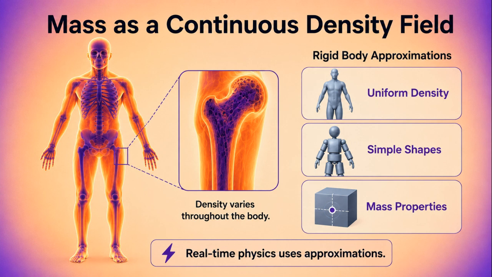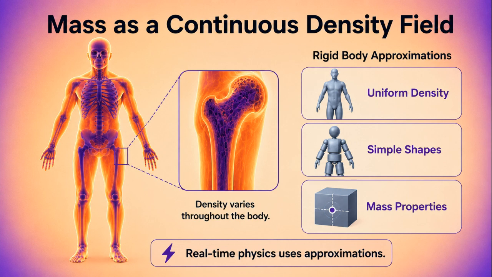The exact formulation for mass treats the body as a continuous density field. This requires integrating across the entire mass distribution, which is computationally impractical for real-time physics. Rigid body systems approximate mass distribution using simpler models.